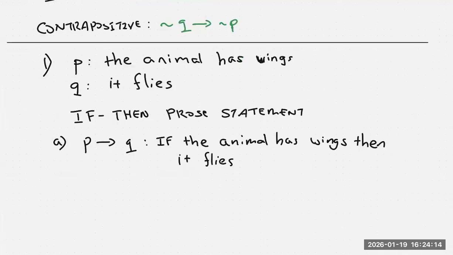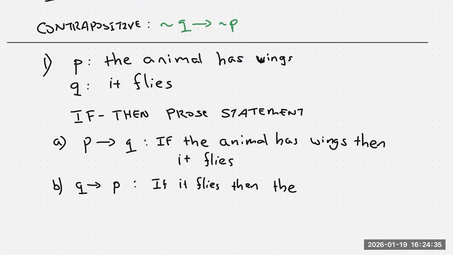Give the next one, let's say Q, not Q, sorry, B. And I say, okay, Q implies P. That would be: if the animal flies, or if it flies, then the animal has wings.